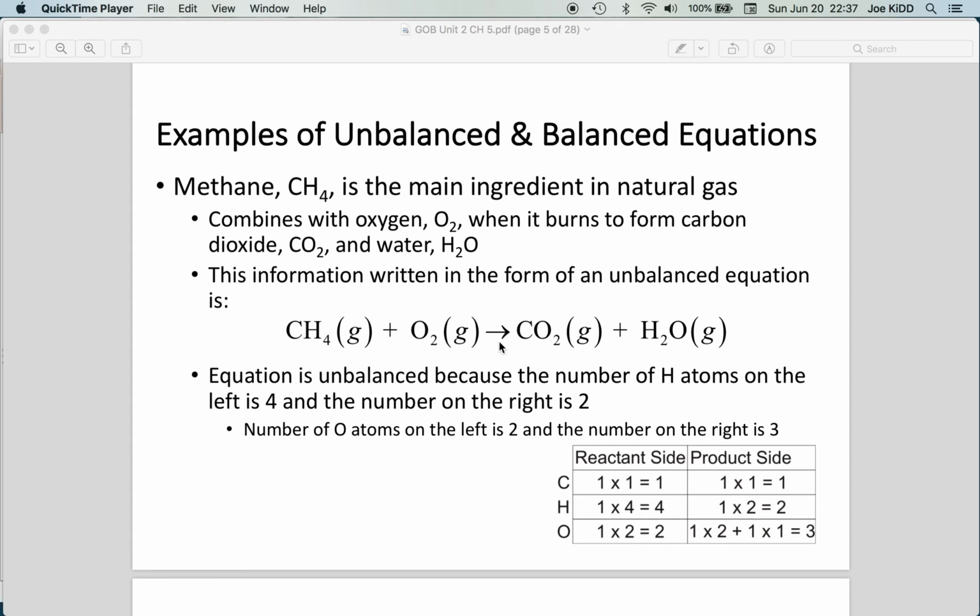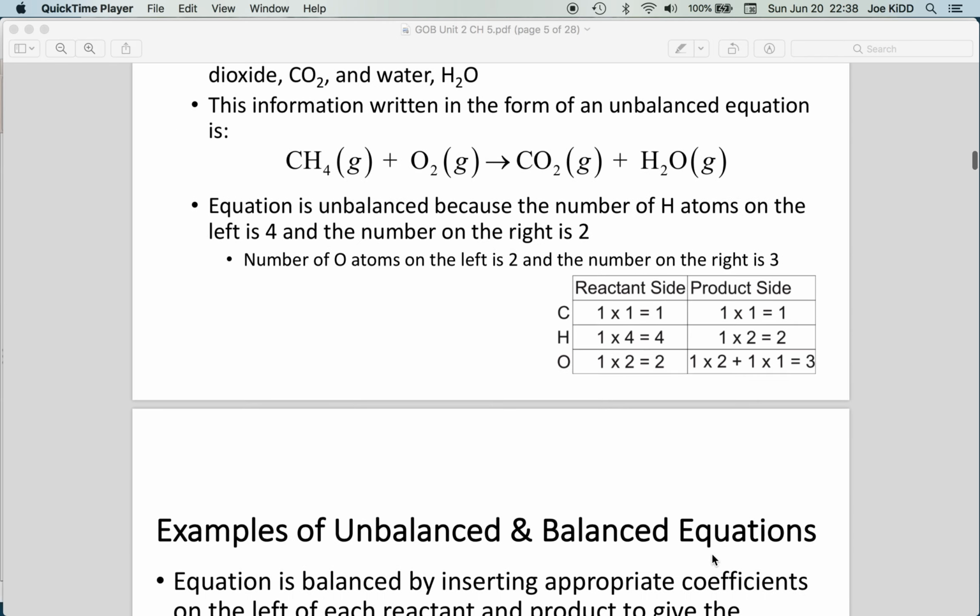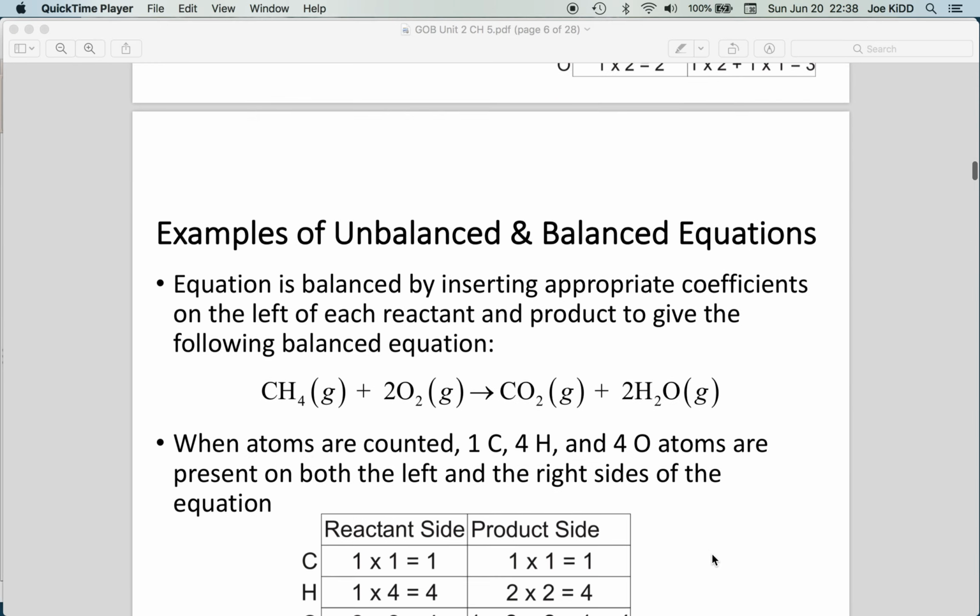So we have 1 carbon on each side. We talked about that already. We have 4 hydrogens on the reactant side. We only have 2 on the product side. And then we have 2 oxygens on the reactant side, and we have 1, 2, 3 oxygens on the product side. So the H's and O's in this case are not balanced. So we're going to have to come up with a way to balance this.